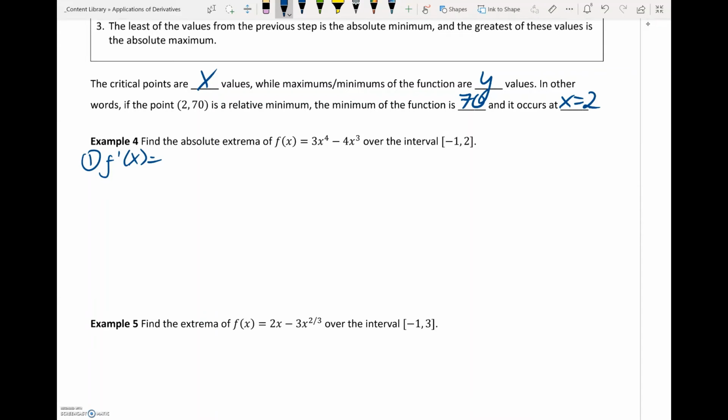We're going to use our power rule here. Bring down the 4, multiply it with the 3, that is 12, and subtract 1 from the exponent. Bring the 3 down, multiply by -4, so that's -12, and then subtract 1 from the exponent, so you're left with x squared. Now if we take a look at this function, this is a polynomial function, and it's never going to be undefined. So then our next step is to set this equal to 0 and then solve for it.